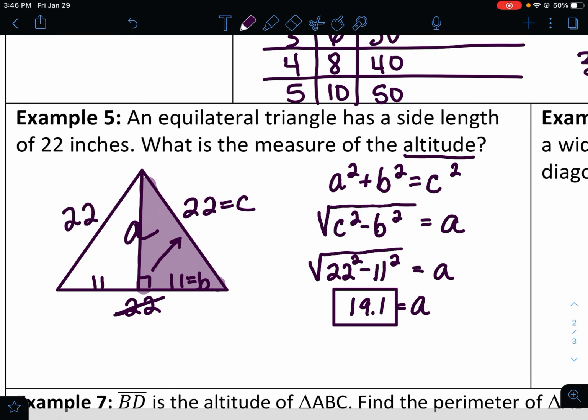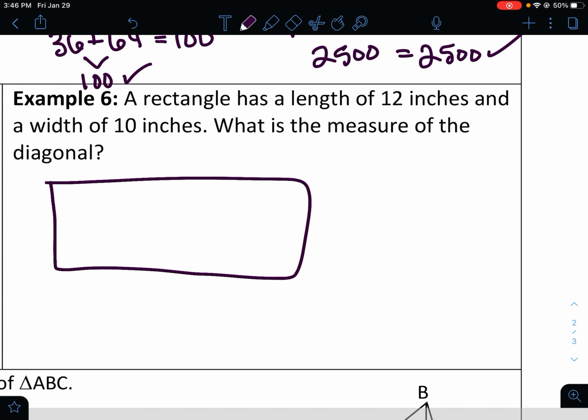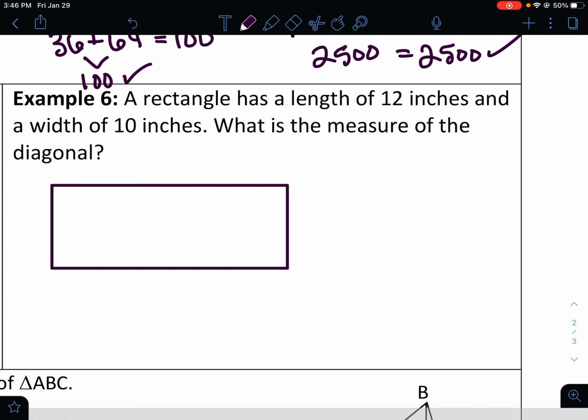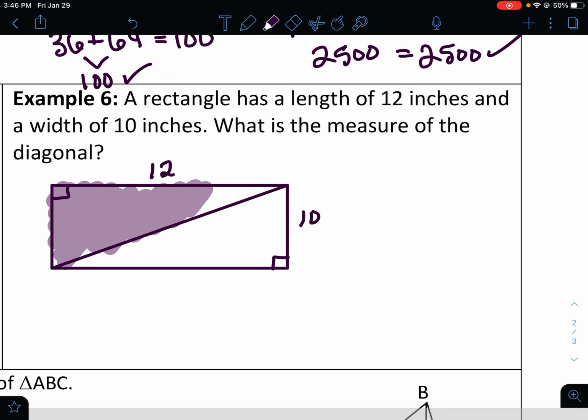All right, example number 6. A rectangle, let me draw that, has a length of 12 inches and a width of 10. What's the measure of the diagonal? Okay, and actually I'm going to just put this 10. It doesn't matter. It doesn't matter which triangle you decide to use, the top one or the bottom one, but you know that they're both right triangles. So I'm going to use this one. Doesn't matter.